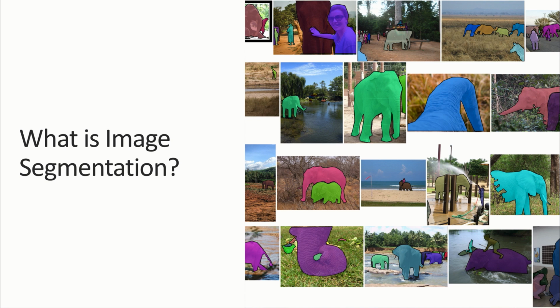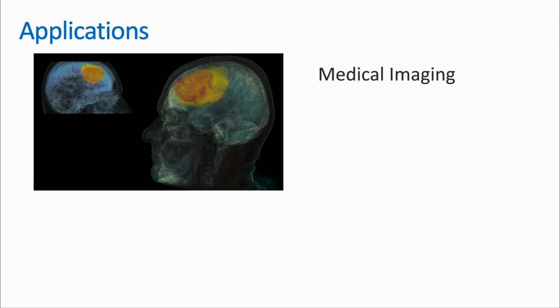Okay, so what about some real-world examples? As we'll see, image segmentation is used today in an extraordinary variety of problems and domains such as automotive, drone, industrial inspection, as well as in medical imaging, image retrieval, and so on and so on.